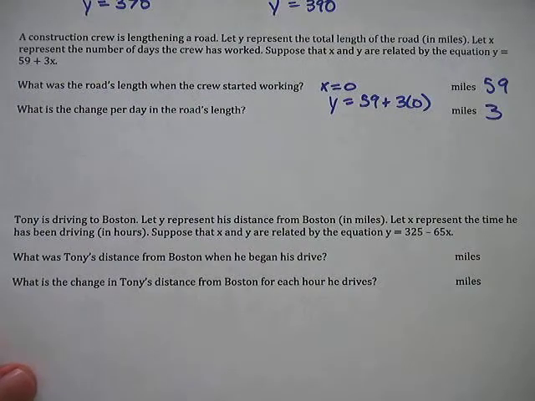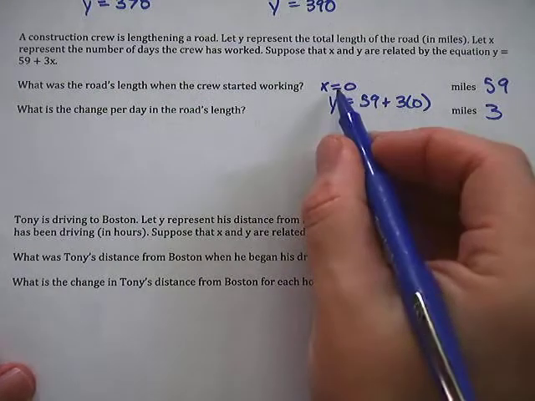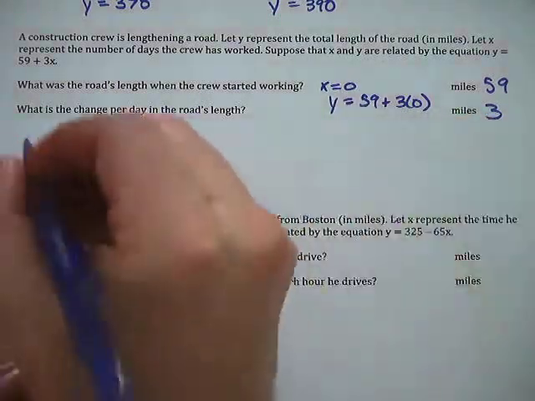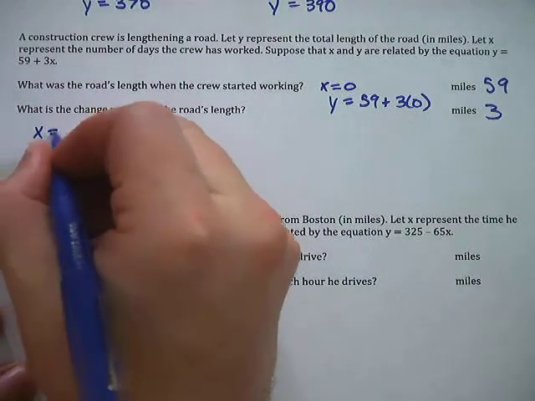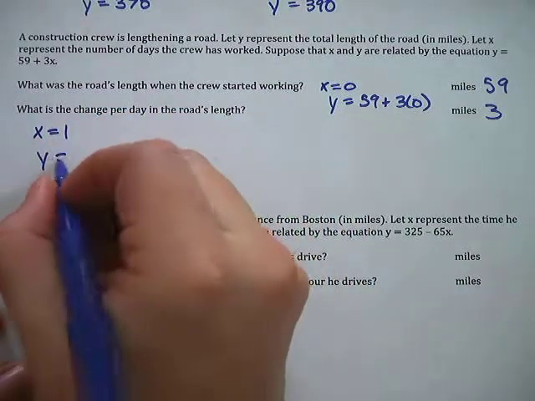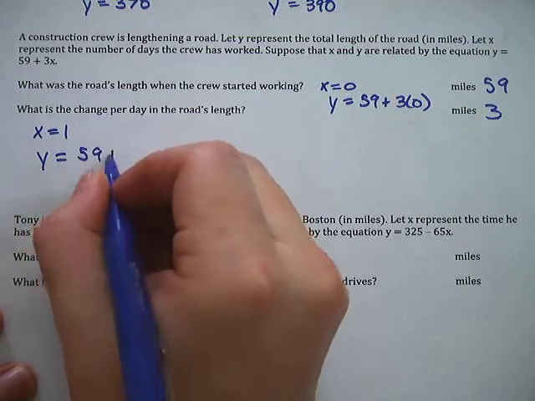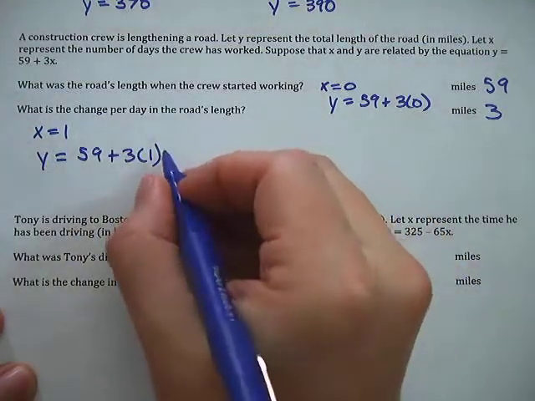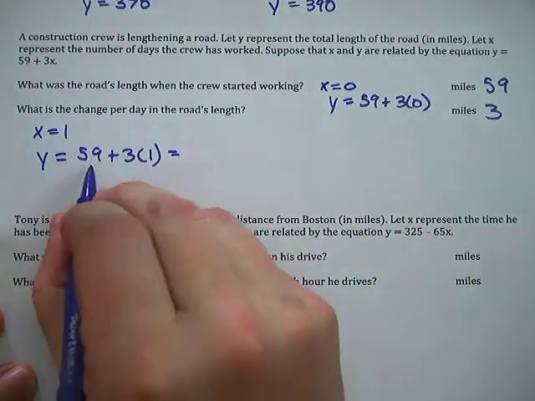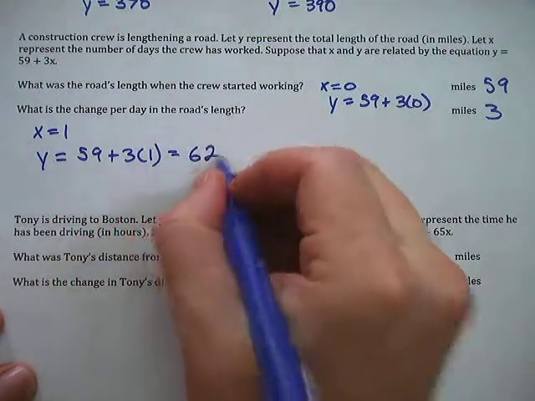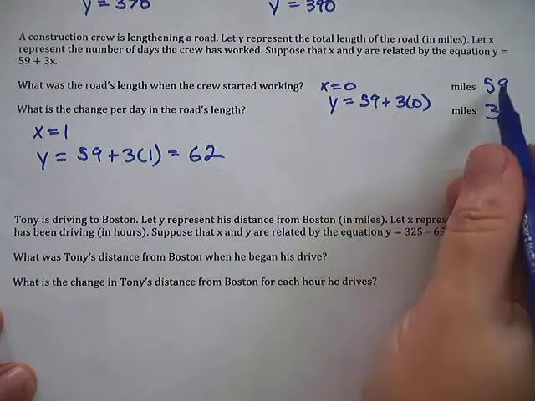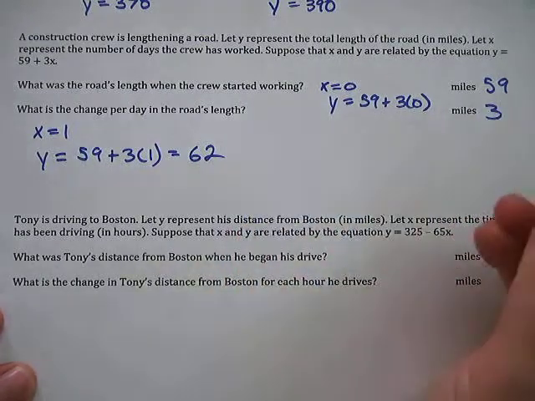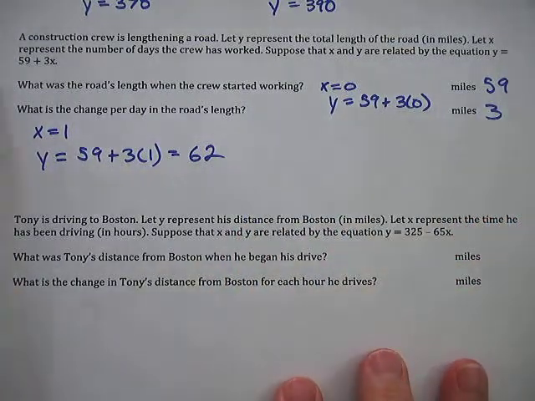If you want to confirm that, we could just plug in X equals 1 and see what the difference is between those. So we plug in X equals 1, and we get Y is equal to 59 plus 3 times 1. This is after 1 day had passed. That's 59 plus 3, which is 62. What's the difference between 59, where we started, and 62? Well, the answer is 3. It's our slope.